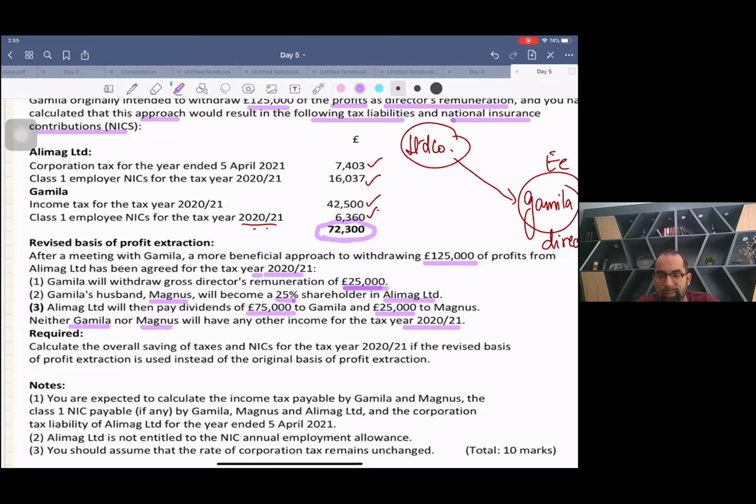Neither Gamila nor Magnus will have any other income for the tax year 2021. Only this is their income, and we have to work on this plan.